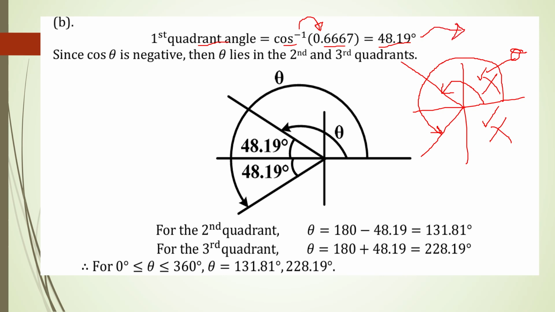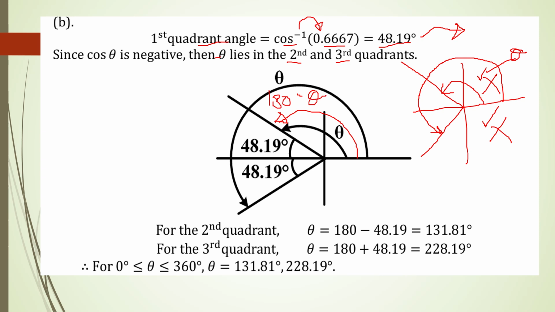So with that, we say that since cos theta is negative, the angle theta is going to lie in the second and third quadrant. So we need to find angles that are present in these quadrants, and we say that to get the angle which is present in the second quadrant, we simply get 180 minus theta, or 180 minus the angle you get in the first quadrant.